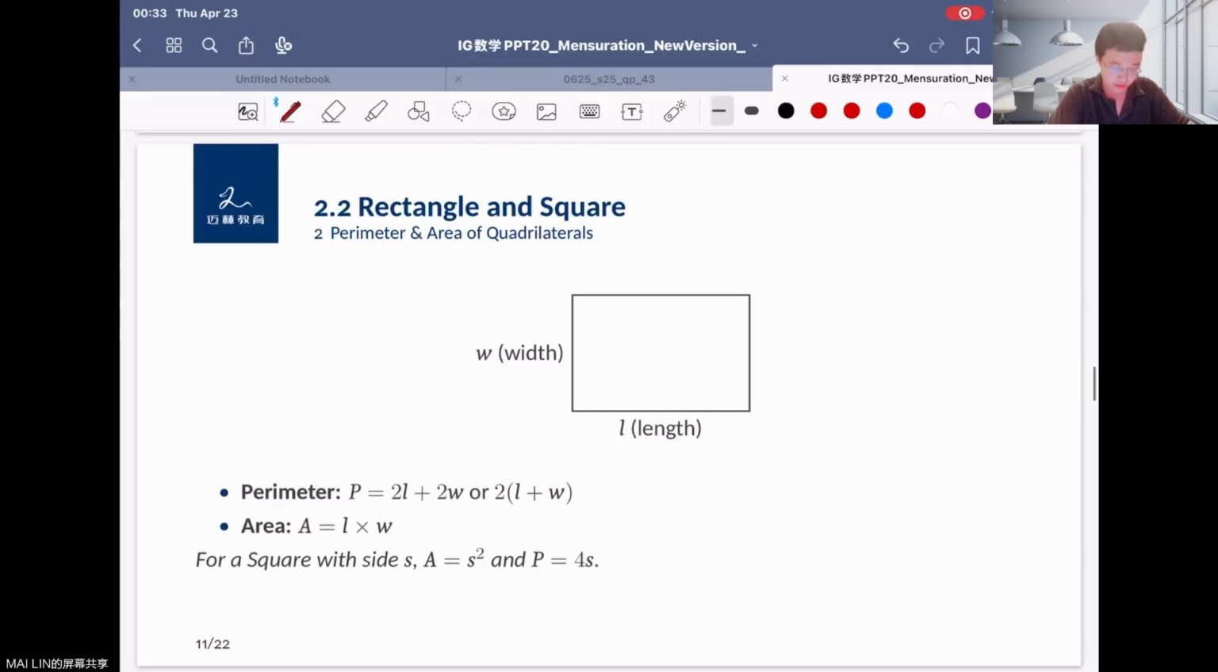So first is the rectangle and the square. Here we have a rectangle with width and length. The perimeter is P equals 2L plus 2W, that means 2 times (L plus W). Then the area equals length times width. For a square with side s, the area equals s squared and P equals 4s, because length equals width.